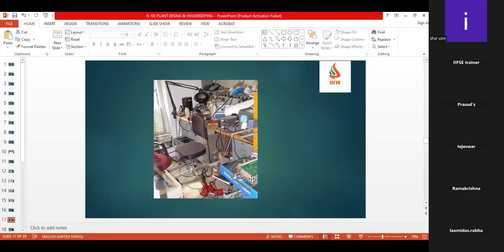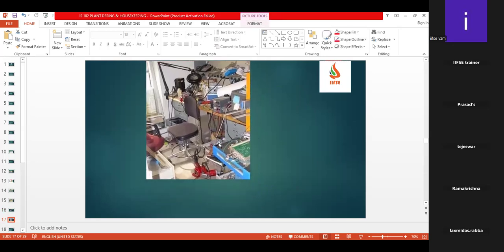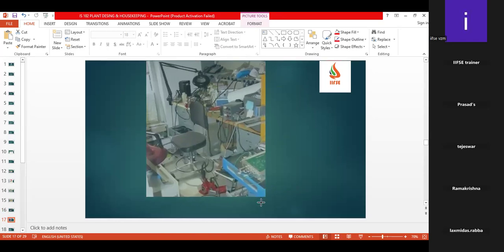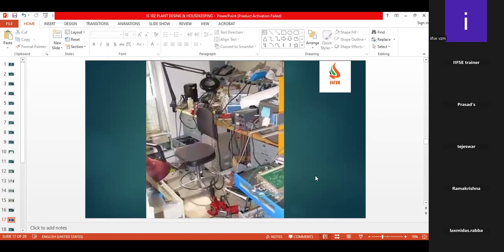Maybe this kind of picture you would also have seen if you go to any repair shop, especially local repair shops, or any mobile repair shop or any mixie or grinder repair shop. There you could see such a kind of arrangement.